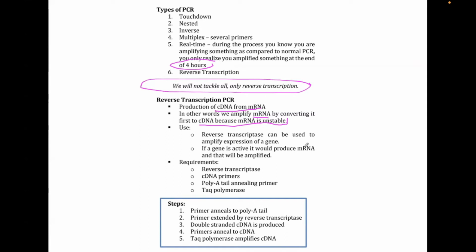So, ang mga requirements ng inyong reverse transcription PCR is the reverse transcriptase, the cDNA primers, the poly-A tail annealing primer, and then your Taq polymerase. So ito yung mga steps required for the reverse transcription. We have number 1, primer anneals to poly-A tail. The primer is extended by the reverse transcriptase. The double-stranded cDNA is produced, the primers anneal to the cDNA, and lastly, the Taq polymerase amplifies your cDNA.